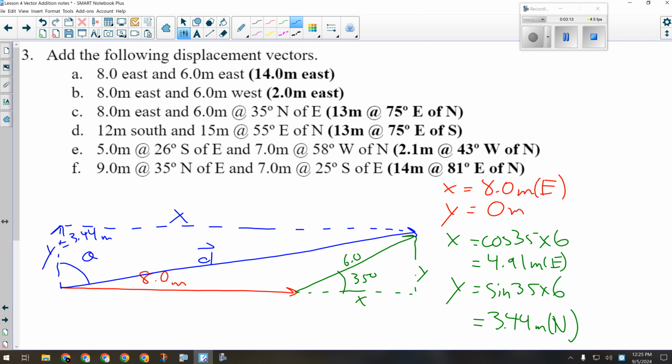Now, blue x is going to be 8 plus green x, right? Blue x has got to be equal to this side of the rectangle. It is a rectangle, after all, that I've built there. So those two sides have to be equal, so it's simply going to be 8 plus 4.91. So that'll be 12.91 meters east. Everyone following what I did there?